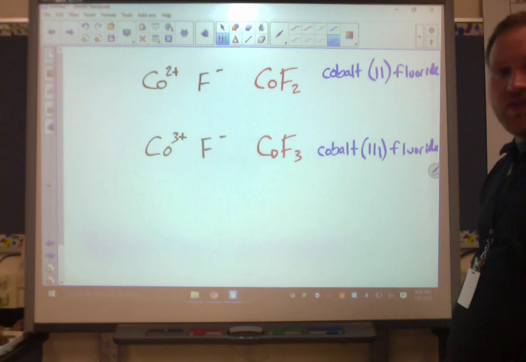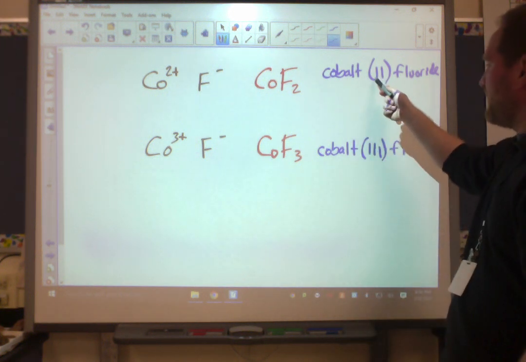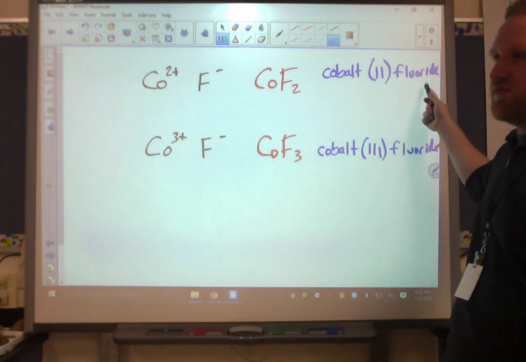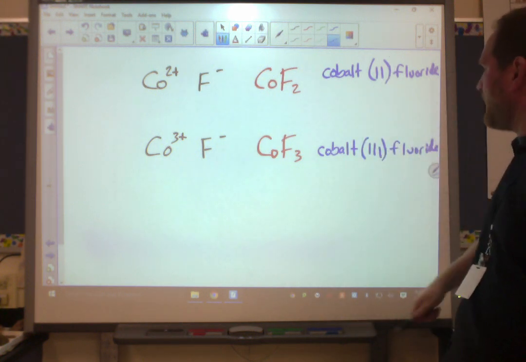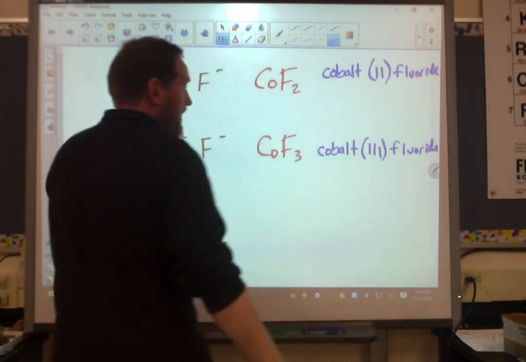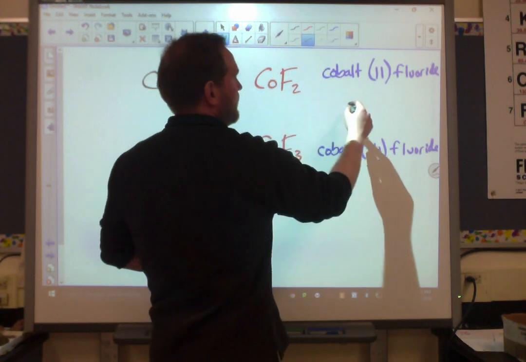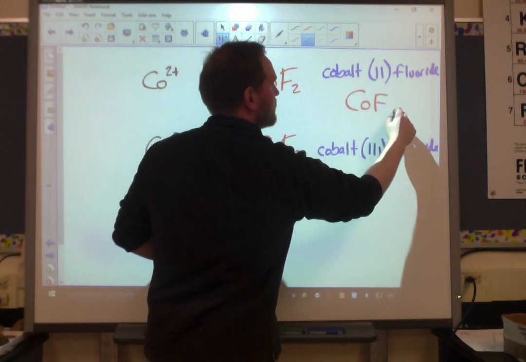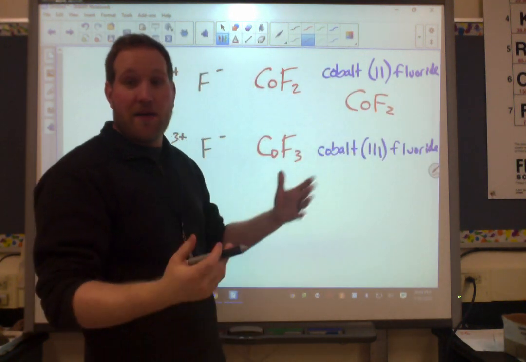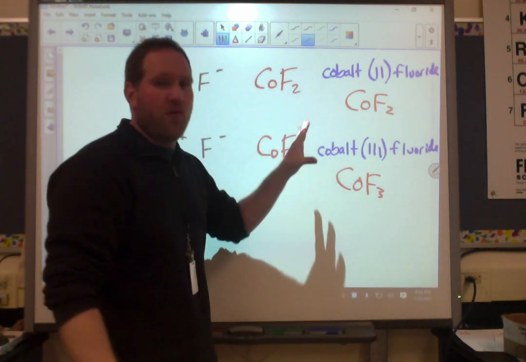So that's what they look like when they're written. Now when you speak these, when you read them, you don't say cobalt parentheses 2 close parentheses fluoride. You just say cobalt 2 fluoride, cobalt 3 fluoride. Okay? And again, a very common mistake people make is they say, oh, cobalt 2 fluoride, that means there's 2 fluorines, so it's going to be CoF2. Cobalt 3 fluoride, that means there's 3 fluorines. It's going to be CoF3. That's not what it means.